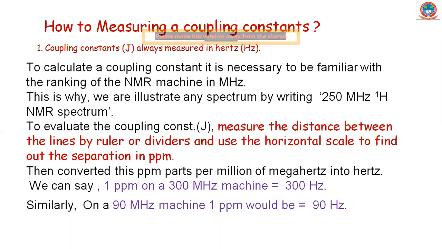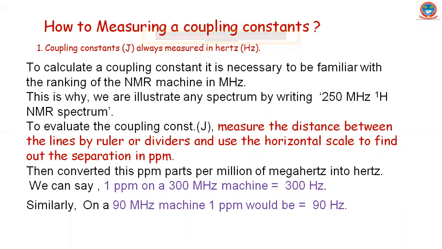The fourth stage is how to measure the coupling constant. Without this, we cannot draw the exact structure of the molecule. For the exact and absolute R configuration or S configuration, we cannot draw this without knowing the coupling constant value. So see how to measure this. It is a very simple idea. The first point you should remember is that the coupling constant is always measured in hertz.